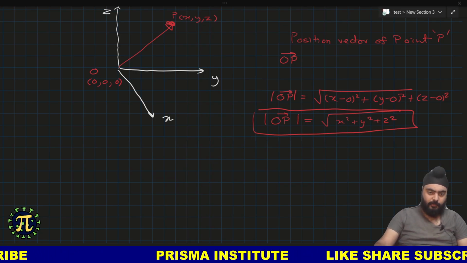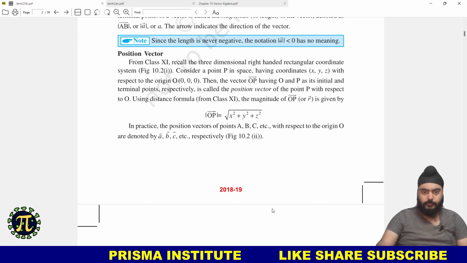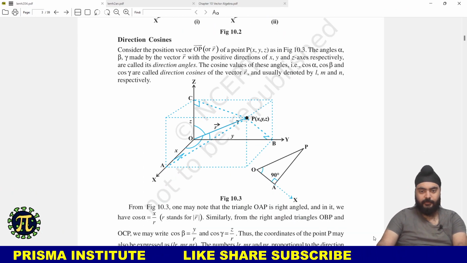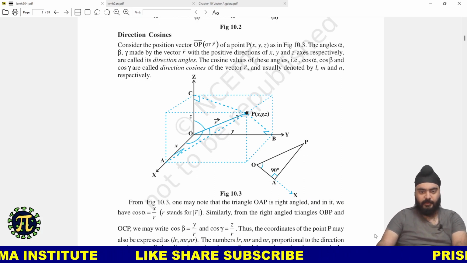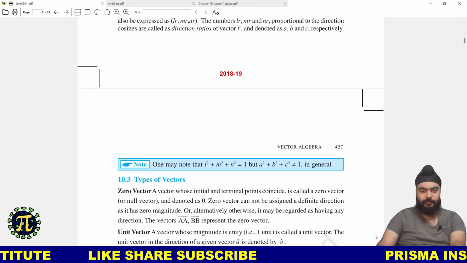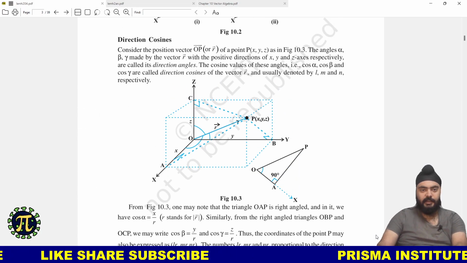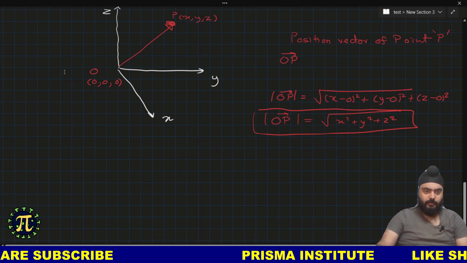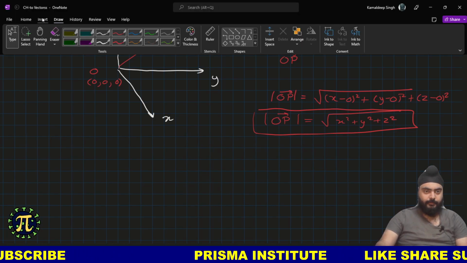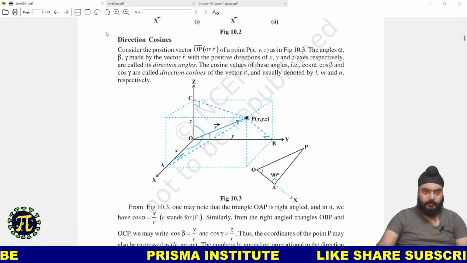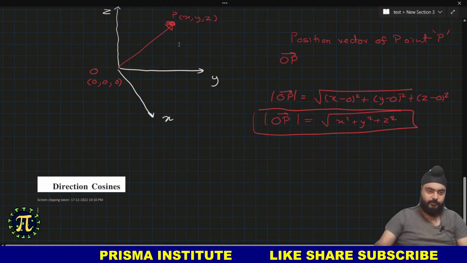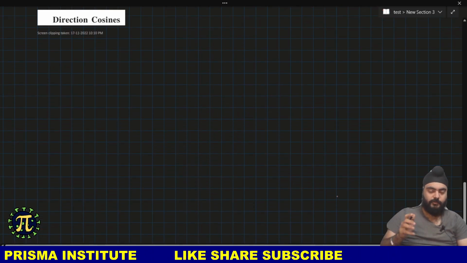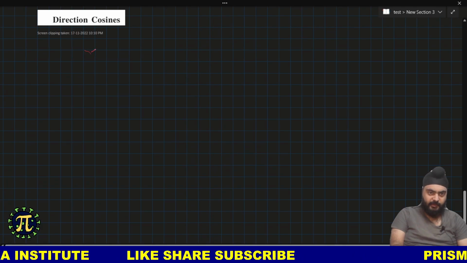Let's continue. So now they have defined direction cosines and the relation between the direction cosines, which will be very useful even in the next chapter, which is three-dimensional geometry. So let's define direction cosine now.